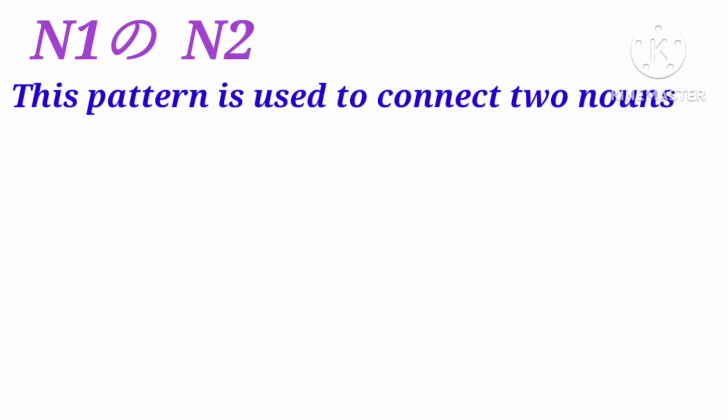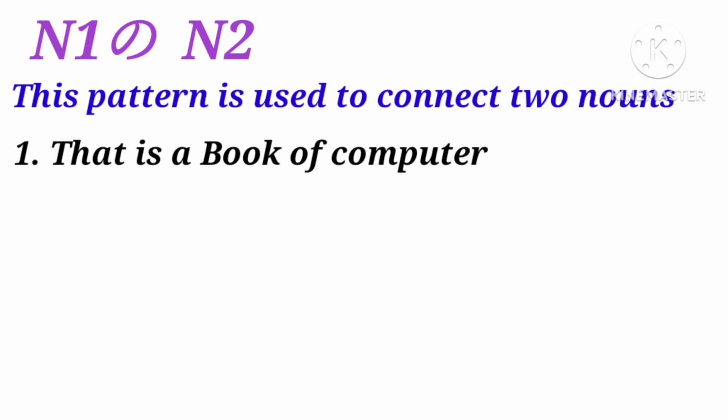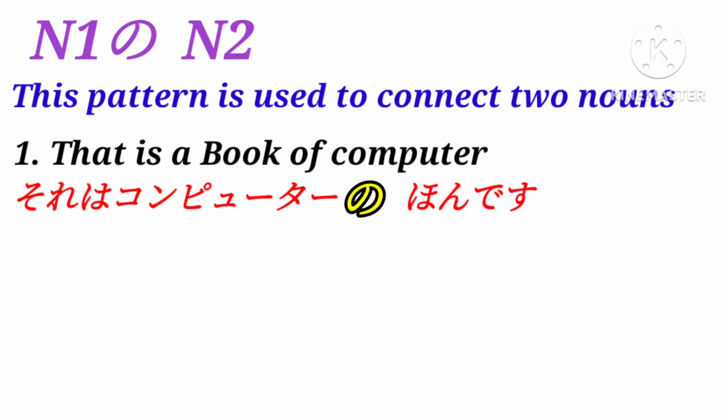Next is noun 1 no, noun 2. So this pattern is used to connect two nouns. In this, noun 1 explains what noun 2 is about. For example, that is a book of computer. Sore wa computer no hon desu.